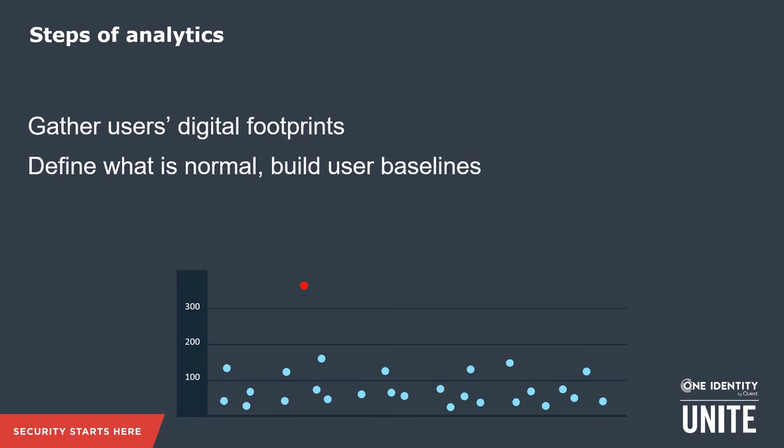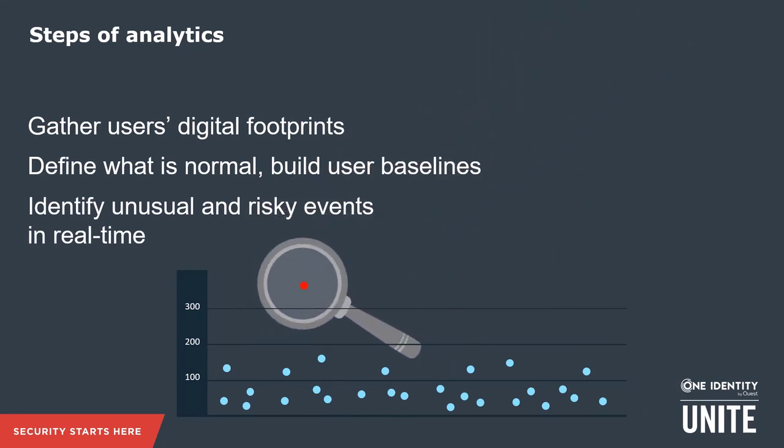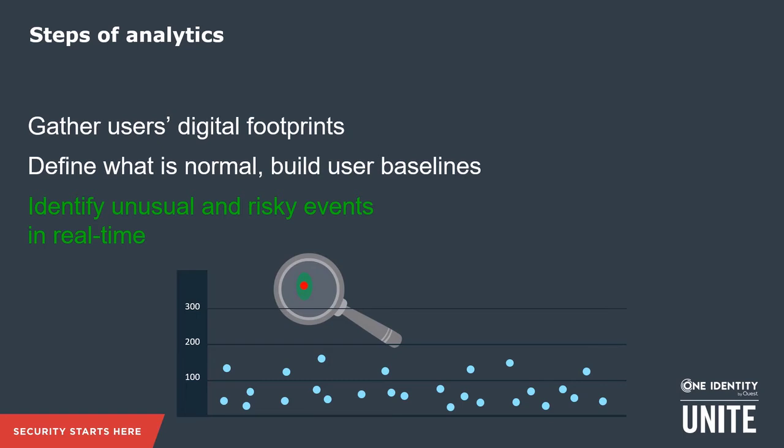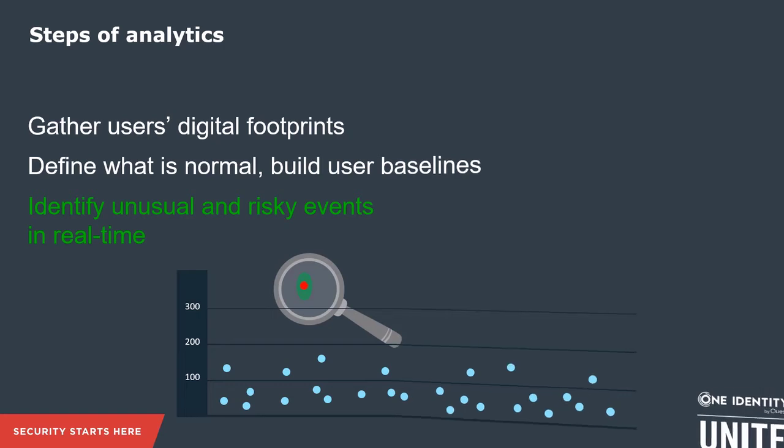And once these baselines exist, it usually takes some time to learn, depending on how active the privileged users are. Then it can identify unusual events and risky behavior anomalies in as close to real time as possible, thus helping you to find the needle in the haystack, to be prepared for attacks that you don't even know about today.